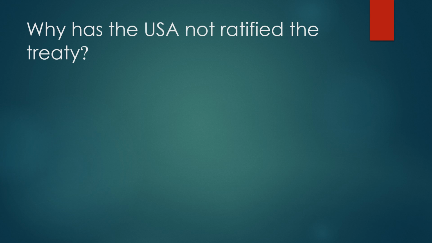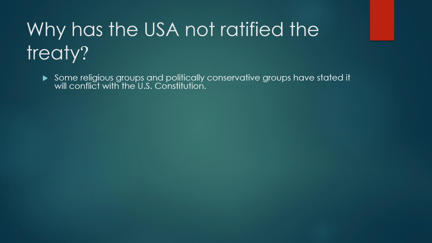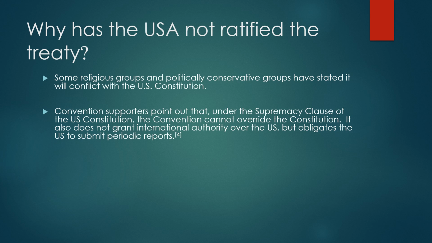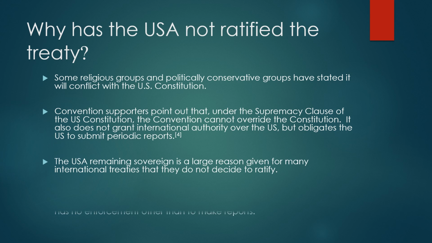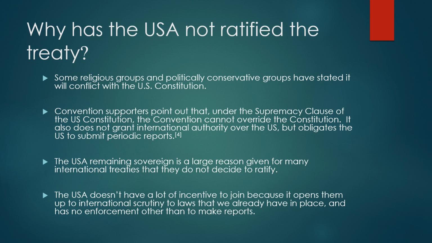Why has the U.S. not ratified the treaty? Some religious groups and political conservative groups have stated that it will conflict with the U.S. Constitution. Convention supporters also point out that under the Supremacy Clause of the U.S. Constitution, the Convention cannot override the Constitution. It also does not grant international authority over the U.S., but obligates the U.S. to submit periodic reports.